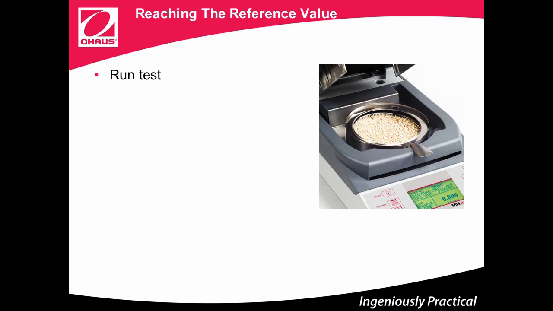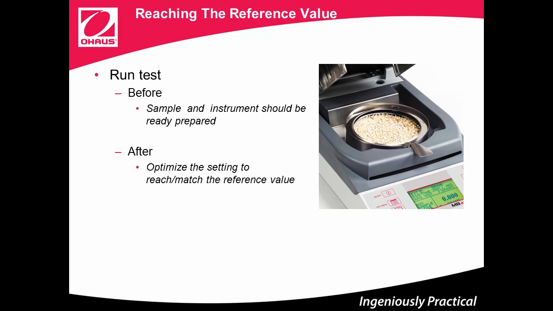Run test. Before running your test, the sample and instrument should be already prepared. Then you are ready to run your first test to measure the moisture content of your sample. After your first test, if results did not reach or match the reference value from the drying oven method, you can continue optimizing the setting and testing until results are satisfactory.